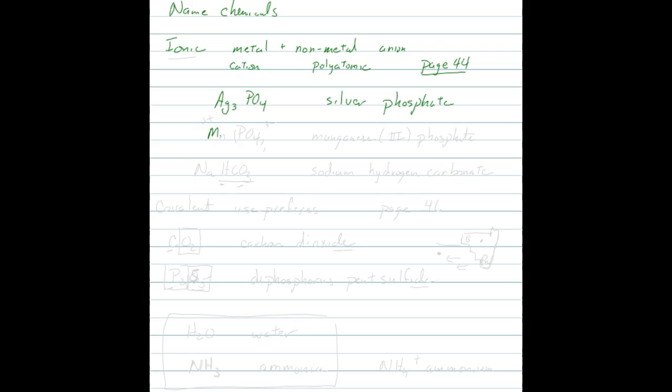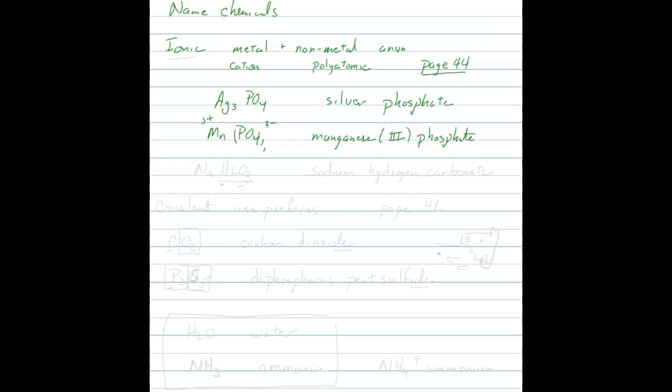If it was MnPO4, Mn is manganese. Manganese does not have a set charge on the periodic table. PO4 is phosphate. There's one phosphate group times 3 minus. That means this is 3 plus divided by 1 is 3. So it's manganese(III) phosphate.